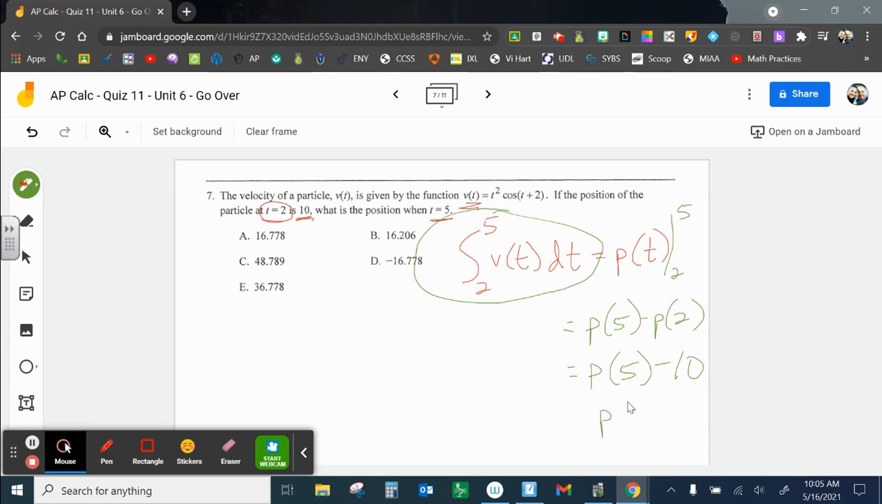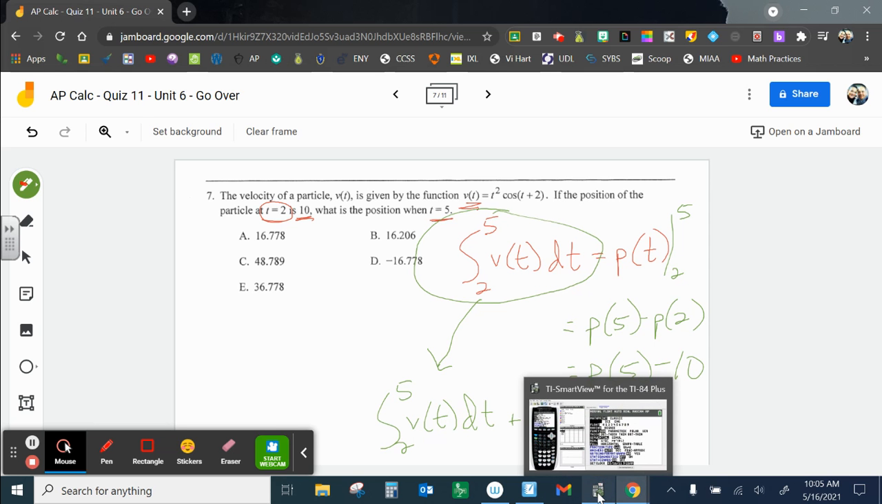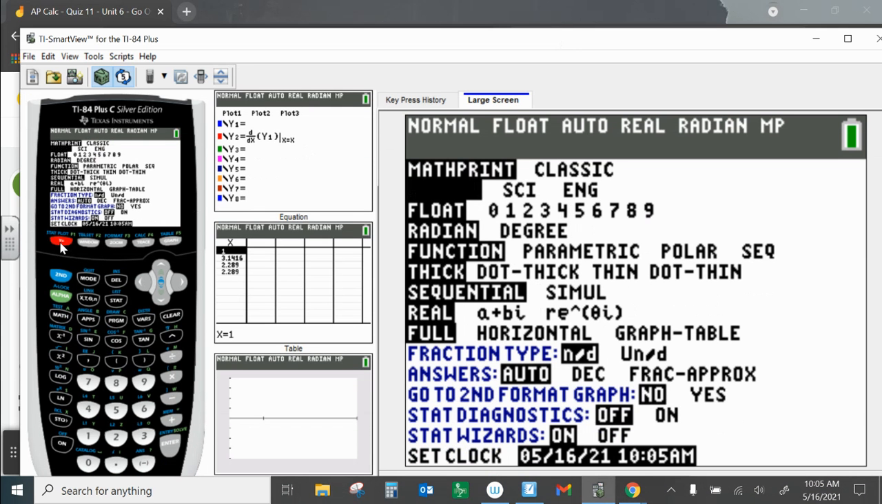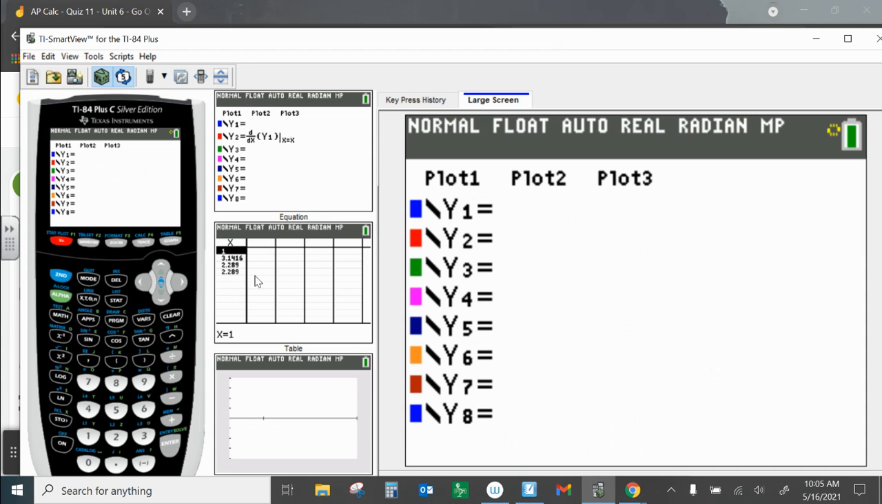Okay, so position at 5 equals 10, and then whatever I get for this. And I'm going to do that on the calculator right now. So this is the beauty of having the calculator, is we can just type this in. Now let's hope the calculator works here. t squared cosine t plus 2. All right, calculus, see what you got here.